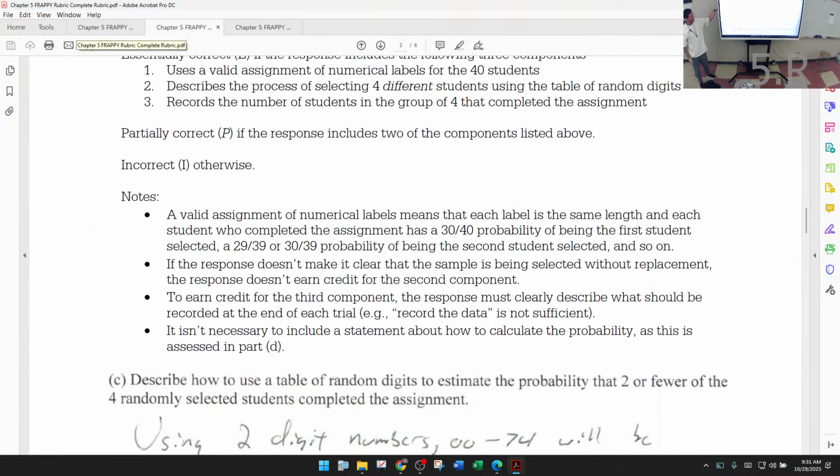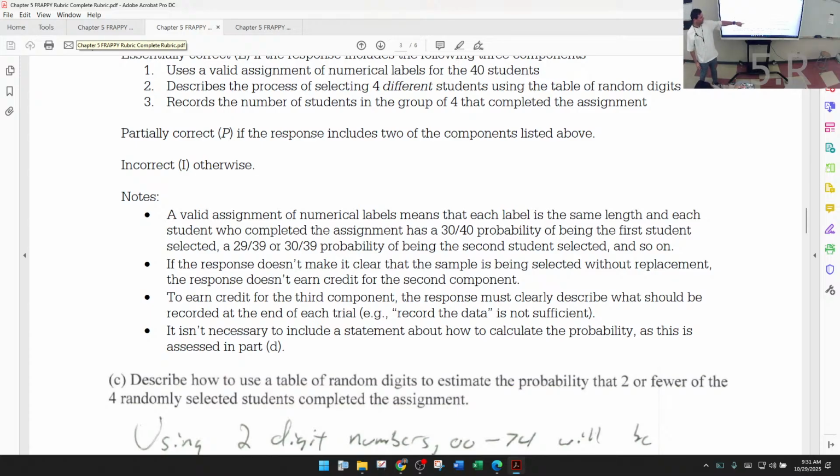Notes: a valid assignment of numerical values means that each label is the same length and each student who had completed the assignment has a 30 out of 40 probability, a 29 out of 39, or a 30 out of 39. Because if you do 3 out of 4, you don't have a next student. Like there's not 39 students next. There's still 40 students left.